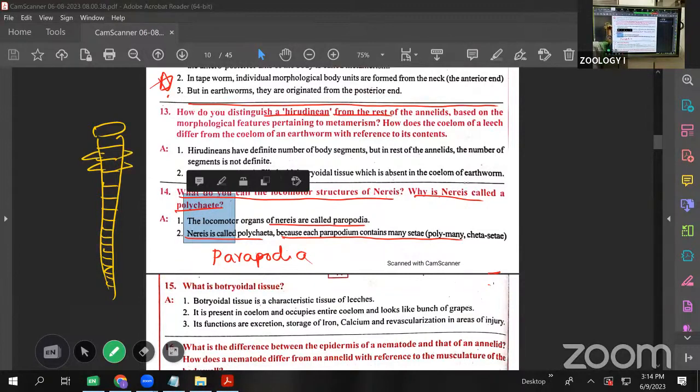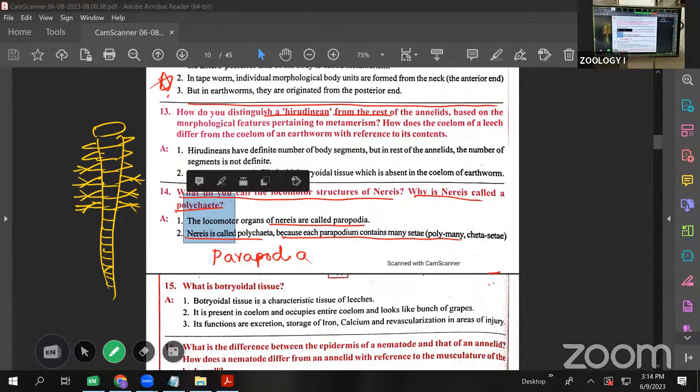One pair of parapodia is present in each segment, and these have small structures called setae. That's why many setae are there. Poly means many. Many legs are present, meaning many setae are present. That's why we call it a polychaeta.